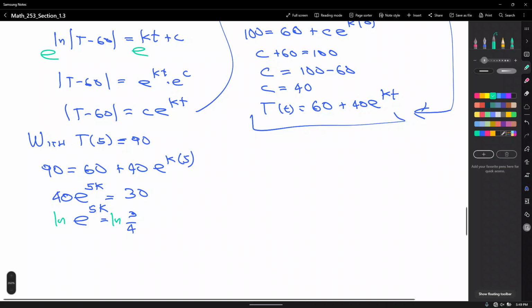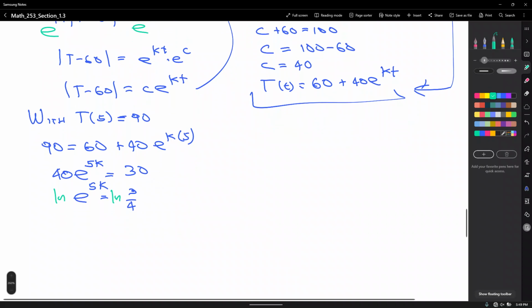You can leave it as ln of 3/4, or you can take the ln of 0.75. It doesn't matter. For this case, it's a nice fraction to go with. So that's 5k equals ln of 3/4, and k equals 1/5 ln of 3/4. So now we have a complete model, right?